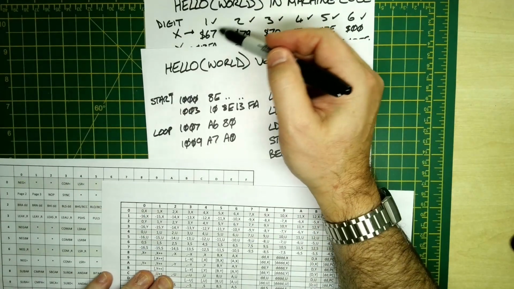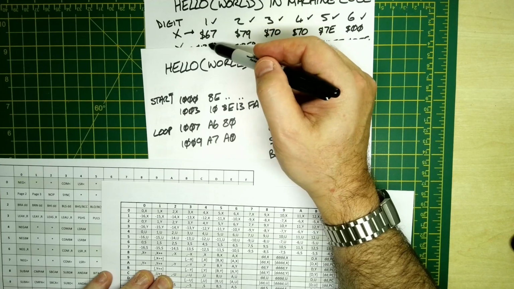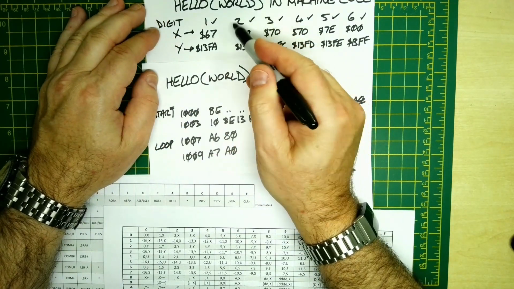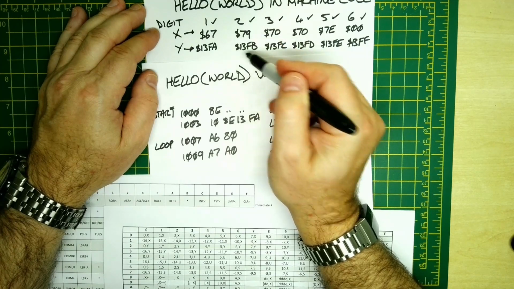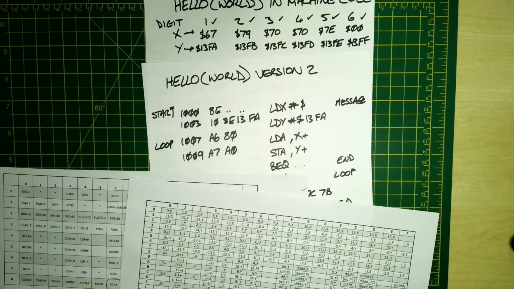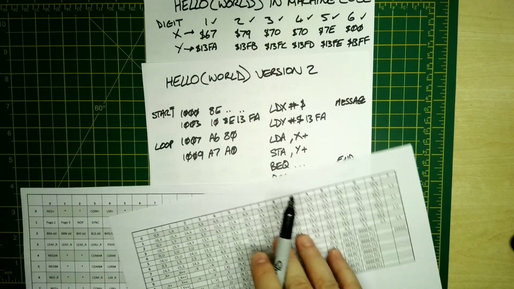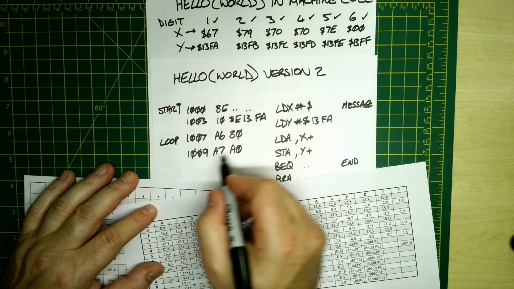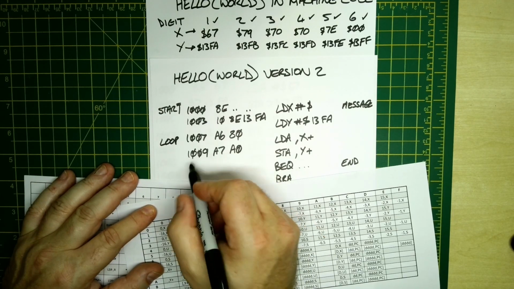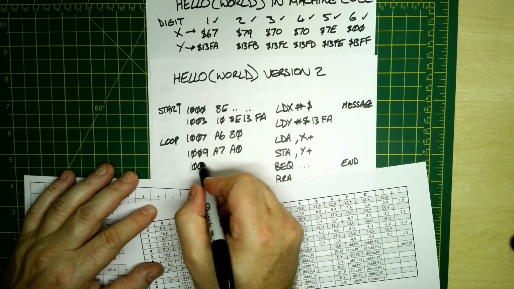So once we've taken 67 from there and we've stored it there, then X is going to point to where we've got the 79, and Y is going to point to the next byte there. So that's all good. So now we need to work out what this address is going to be. So that's 9A, 100B.